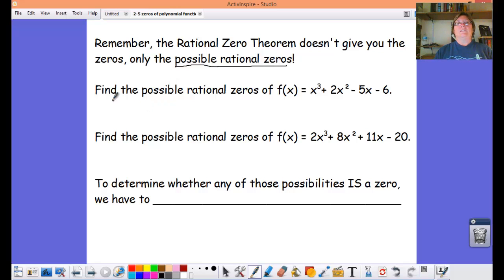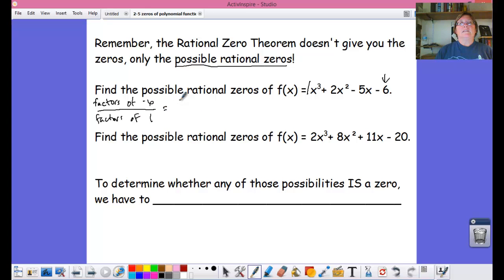So this question doesn't say solve, it says find the possible rational zeros of this function f(x), where f(x) = x^3 + 2x^2 - 5x - 6. The rational root theorem says we have got to list all the fractions that are like this: factors of -6 divided by factors of 1 in this case. That's the constant, -6, and the leading coefficient is assumed to be 1. So if you think about this, having the 1 on the bottom makes this a little bit easier.